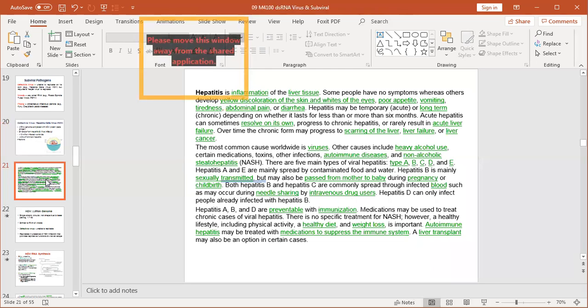On slide number 21, I have provided some information about hepatitis, the way that we can prevent it or cure it, etc. And I would recommend you take a look at it and become familiar with it.